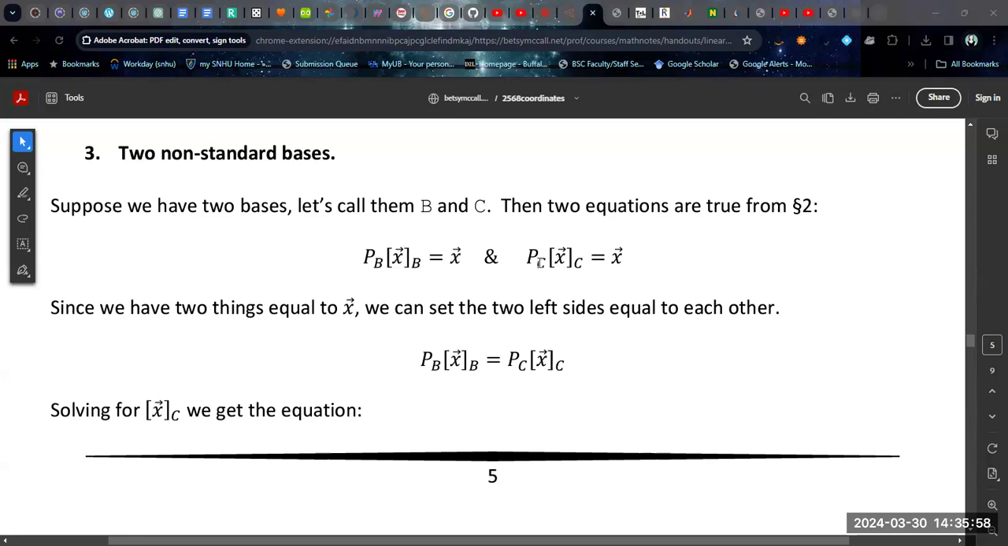And I also know that I can do the same thing for the C vector, so if I have a C basis, I can create my matrix of those basis vectors. This vector will represent the coordinates in that system.